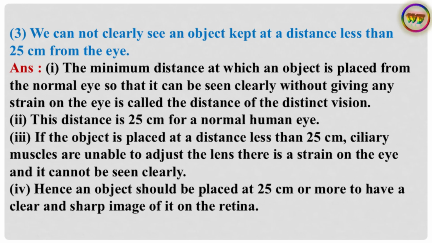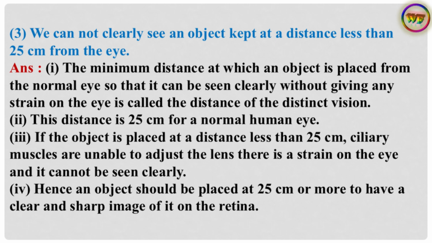Sub-question 3. We cannot clearly see an object kept at a distance less than 25 centimeters from the eye. Answer. Point 1. The minimum distance at which an object is placed from the normal eye so that it can be seen clearly without giving any strain on the eye is called the distance of distinct vision. Point 2. This distance is 25 centimeters for a normal human eye.